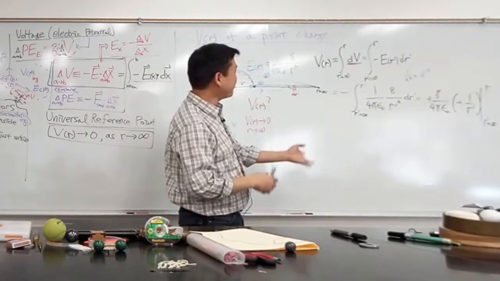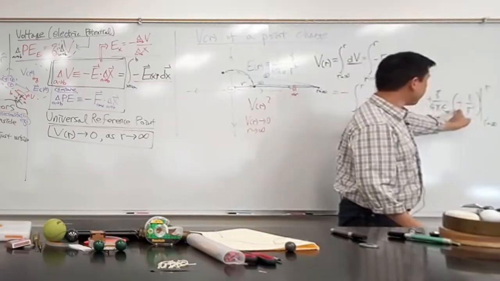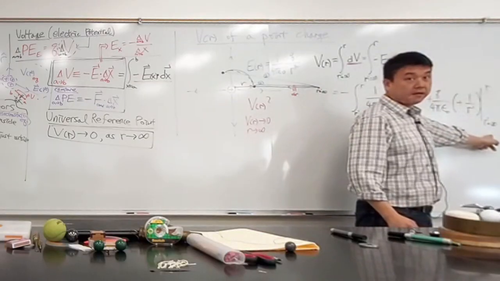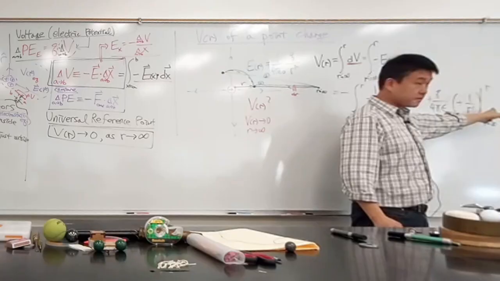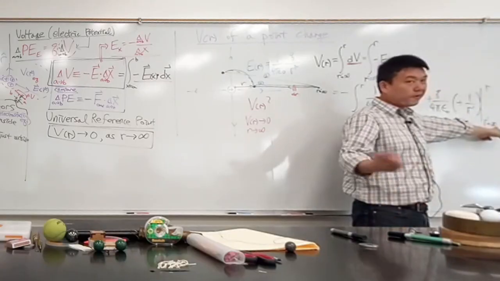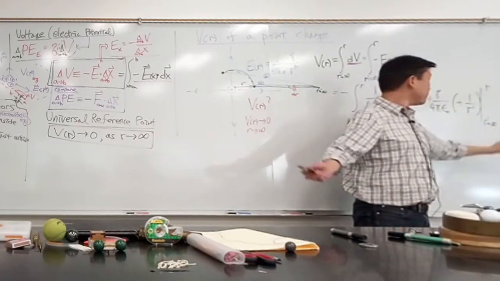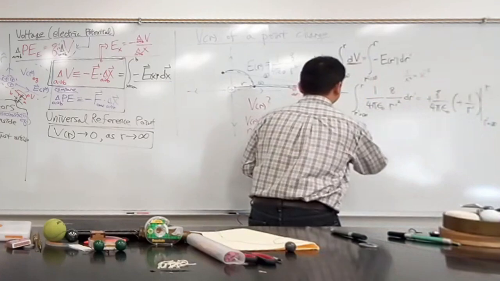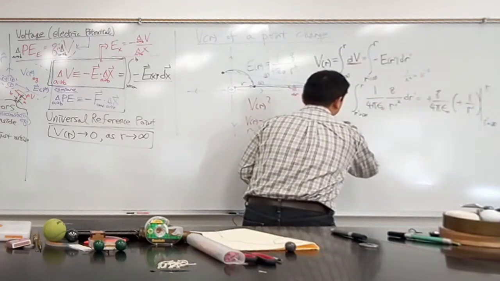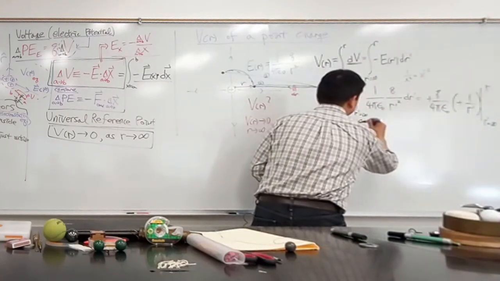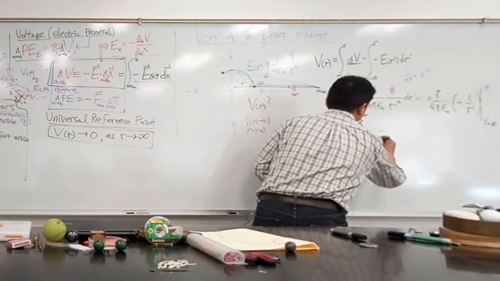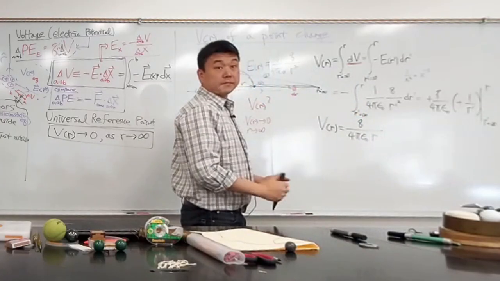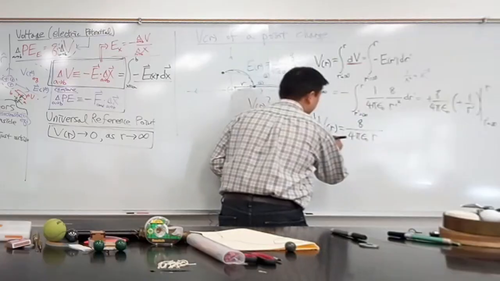So let me continue. I'm going to evaluate this at these two limits. I plug in the upper limit, 1 over r, minus, I plug in the lower limit, 1 over infinity, that's 0. So when I evaluate at the limit, the V at r becomes Q over 4 pi epsilon naught R. It's a surprisingly simple formula.